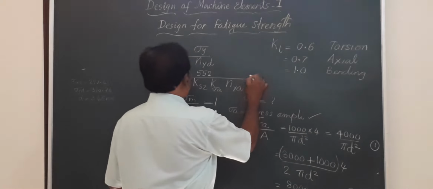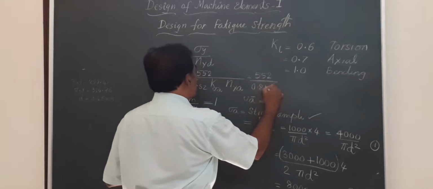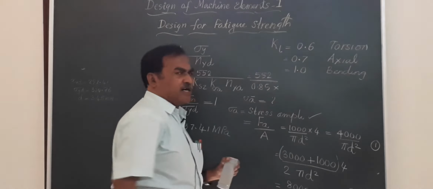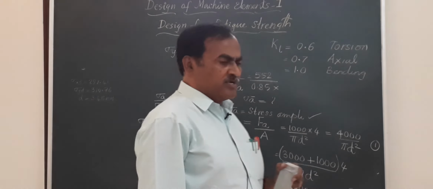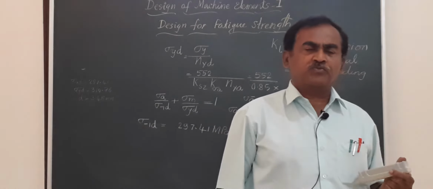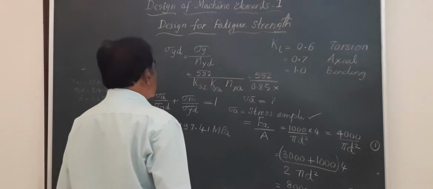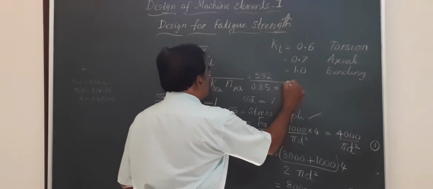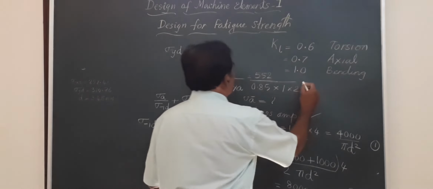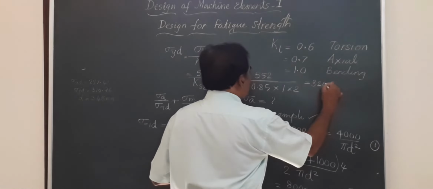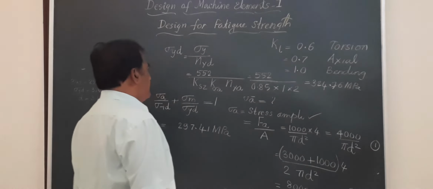Here let me substitute the values. This is 552 divided by size correction factor 0.85. K sigma A stands for the stress concentration factor. So whenever the surface is uniform throughout, we do not find any stress accumulated at a particular point. There won't be any stress concentration, and I take it as 1. nya is the given factor of safety, and this works out to 324.76 MPa or Newton per millimeter square.